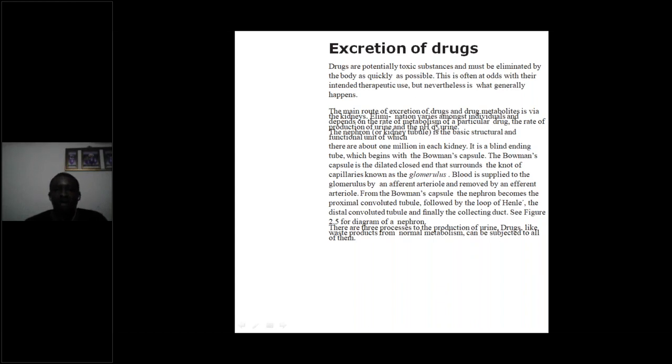So now, the main route of excretion of drugs and drug metabolites is through the kidney. That's why, if you see people that take some drug, when they urinate, you perceive it. Even you yourself listening to me, there are times you weren't feeling fine and you took a drug. By the time you urinate, you'll smell that drug, especially things like Augmentin and Ampiclox; those can smell.